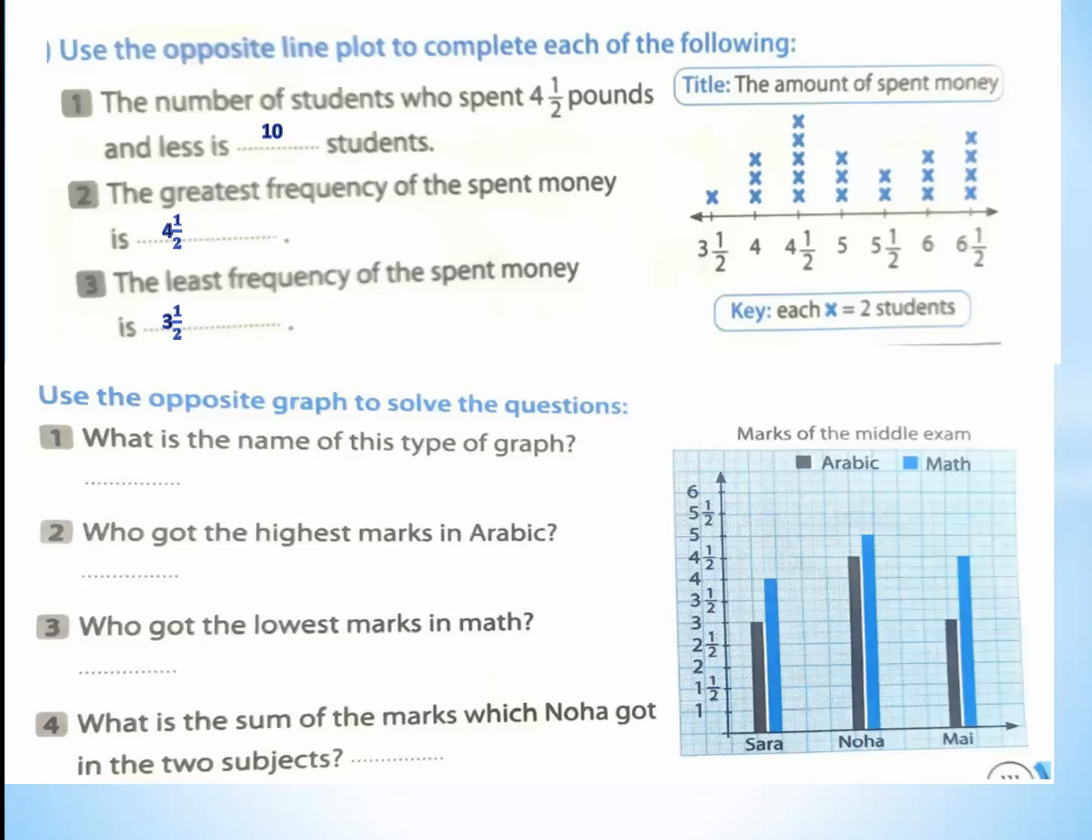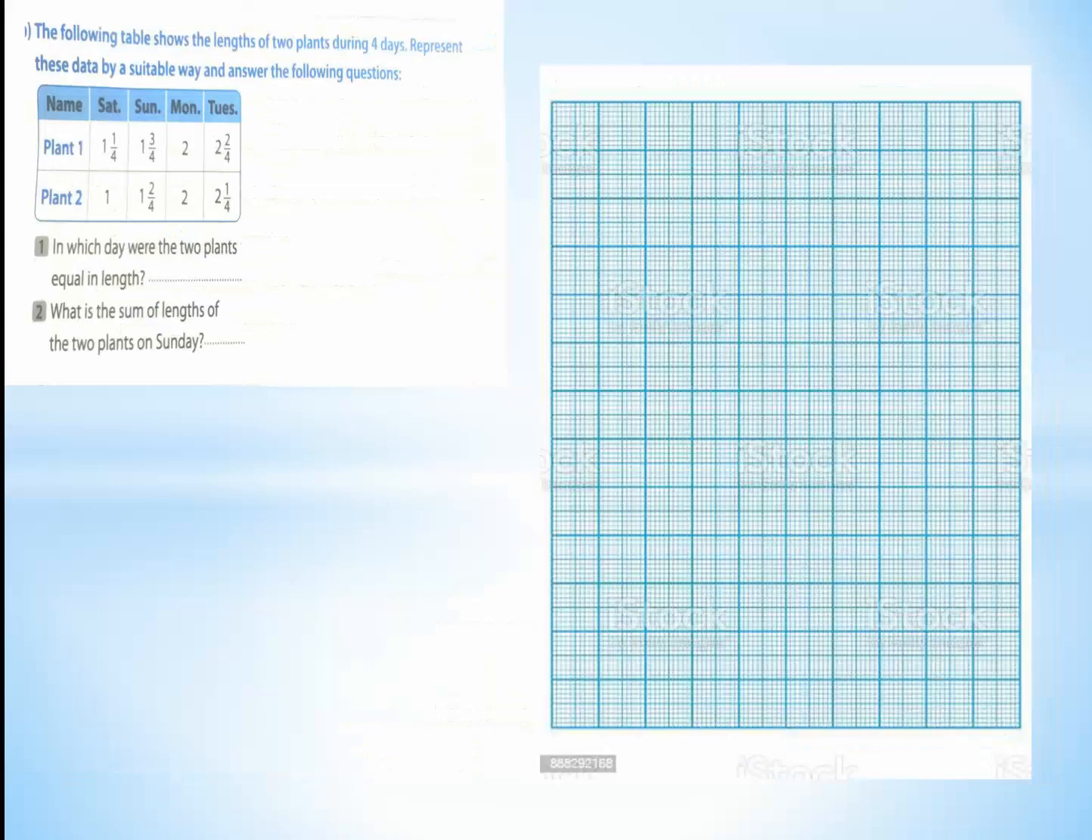Okay, use the opposite graph. This is the double bar. What is the name of this type of graph? Yes, double bar graph. Okay, who got the highest mark in Arabic? Arabic is the black one. Yes, Noah. Who got the lowest mark in math? The lowest mark in math was Sarah. What is the sum of the marks which Noah got in the two subjects? Noah got 4.5 in Arabic and 5 in math, so it will be 9.5.